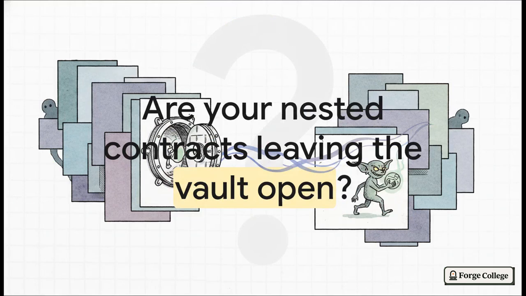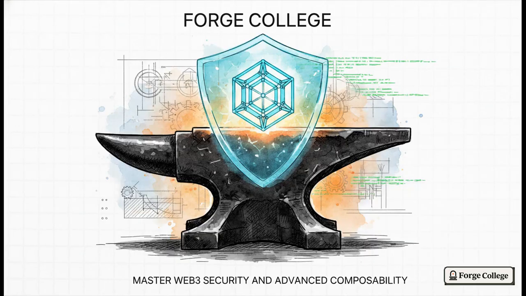So, before we wrap things up today, I really want you to take a hard look at your own code bases. Go dig through your recent projects. Are your nested contracts accidentally trusting external agents? Are you maybe accidentally leaving the vault door wide open for a TOCTOU gremlin to just walk right in? Please don't let your data get hijacked.